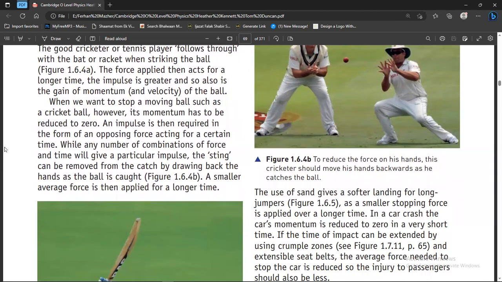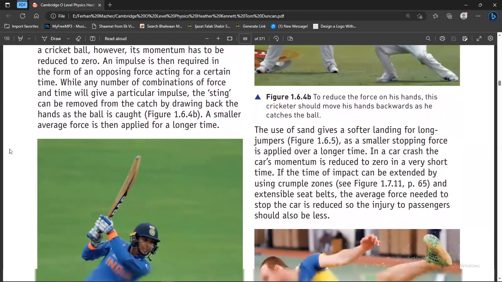When we want to stop a moving ball such as a cricket ball, however, its momentum has to be reduced to zero. An impulse is then required in the form of an opposing force acting for a certain time. While any number of combinations of force and time will give a particular impulse, the sting can be removed from the catch by drawing back the hands as the ball is caught.